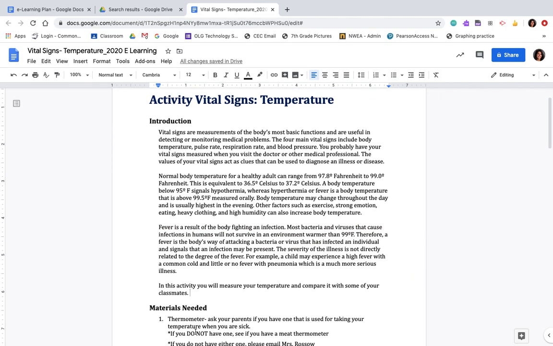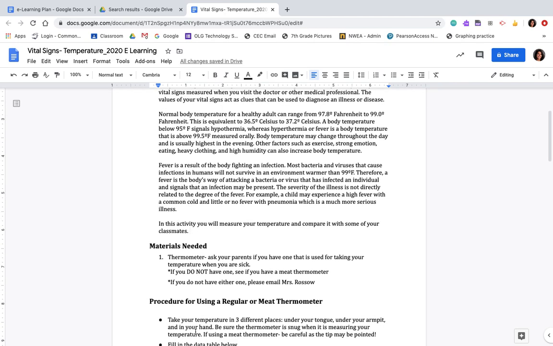Moving on, in this activity, you will measure your temperature and compare it with some of your classmates. You will need to find some materials for this activity. Okay? You will need a thermometer. My guess is that most of your parents have a thermometer that they use to check your temperature when you're sick. So ask them if you have one.